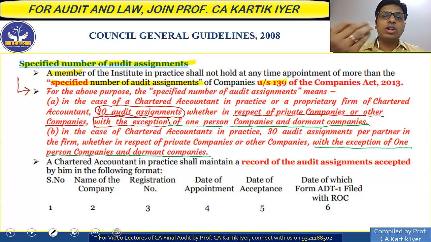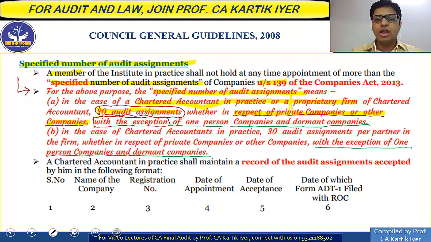However, let's see what the CA Act says. For the above purpose, the specified number of audit assignments means, in the case of chartered accountants in practice or a proprietary firm of chartered accountants, 30 audit assignments, whether in respect of private companies or other companies. So they are saying private, public, everything included. We are talking about all private companies, all public companies, all companies together. They are saying together it can maximum be up to 30, with the exception of one-person company and dormant company. So they are saying to exclude one-person company and dormant company from the counting of 30.